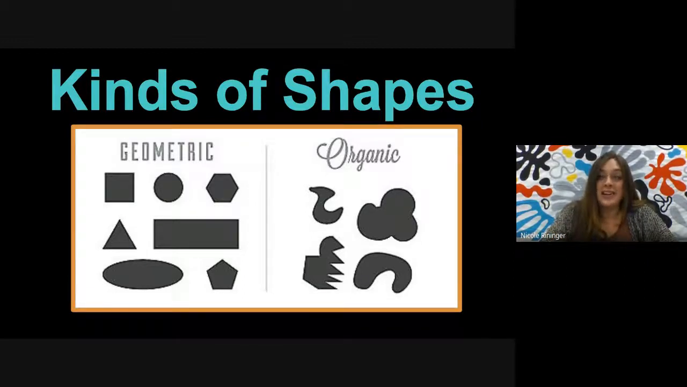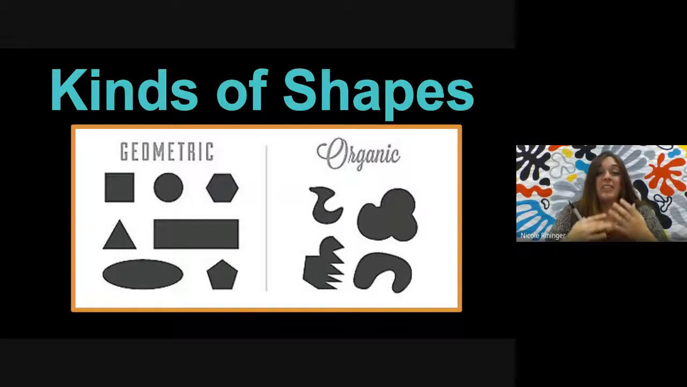Triangles, rectangles, ovals, pentagons. Pentagons are those shapes that have 5 sides, and it kind of looks like a house to me. That's called a pentagon. Those are all geometric shapes. Can you think of any other geometric shapes? Okay. So some other geometric shapes include stars and octagons. Octagons have 8 sides. So there are lots of geometric shapes.